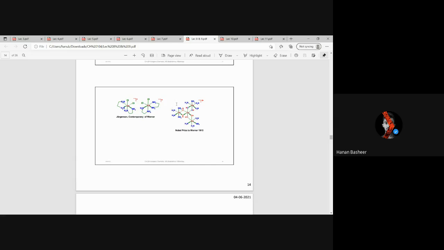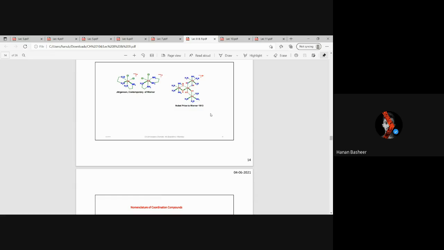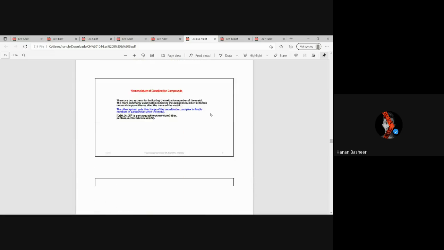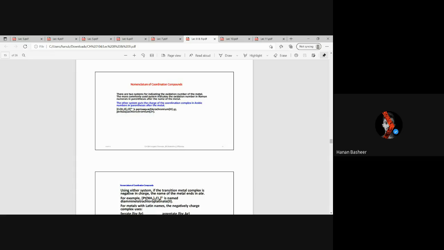And this is an example where Jorgensen, who was a contemporary of Werner, tried to disprove that coordination complexes have isomeric effects. When he observed that there was no optical isomer, Werner was able to create this compound which does not have any chiral center, but it shows optical properties. So by creating it, Werner was able to get the Nobel Prize. And nomenclature of coordination compounds. So this is something basic which we know from our graduation days, that we have these terminologies for each.